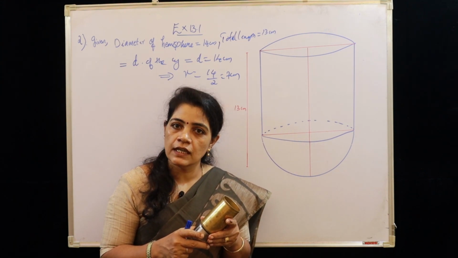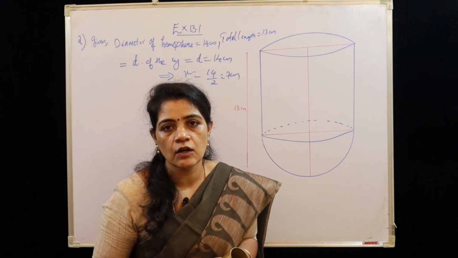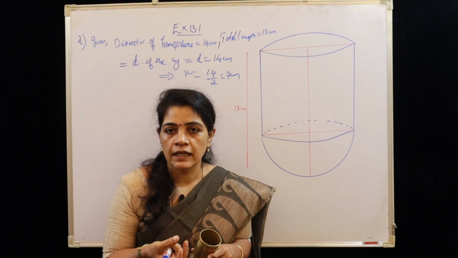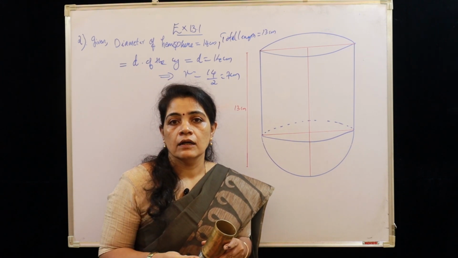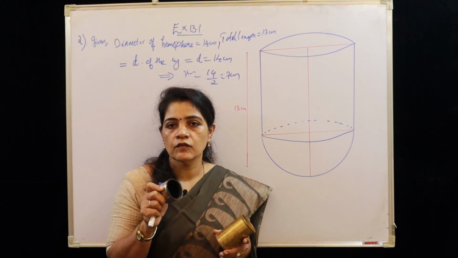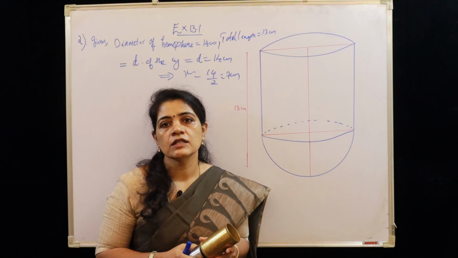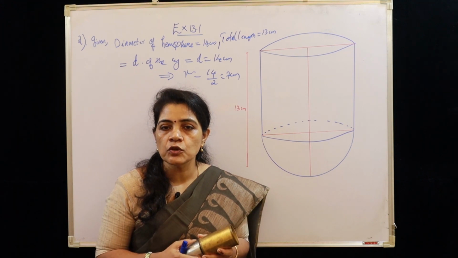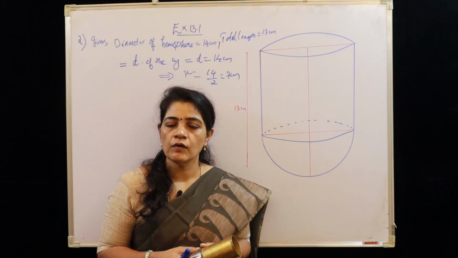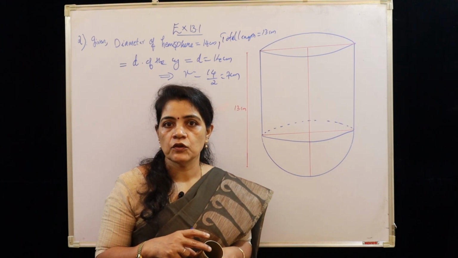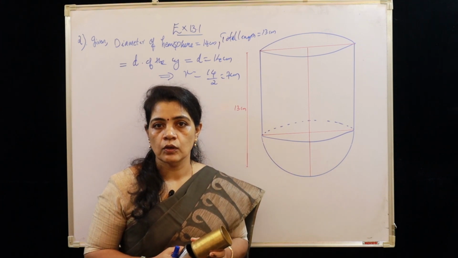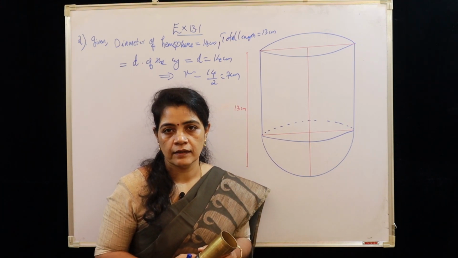We have seen in the first video what the CSA of the hollow cylinder is. Since the thickness is negligible, that is 2 pi RH. And what is the CSA of the hemisphere? That is 2 pi R square. If you add these two, you will get the inner surface area of the vessel. But in 2 pi RH, you should use the separate height of the hollow cylinder.